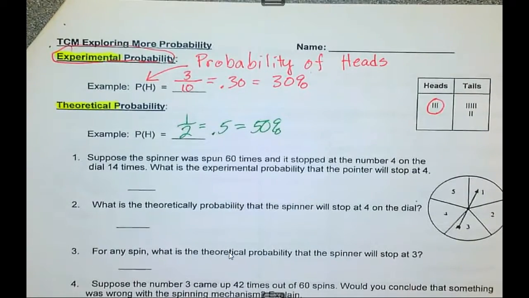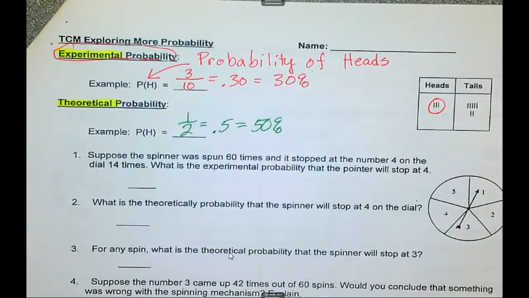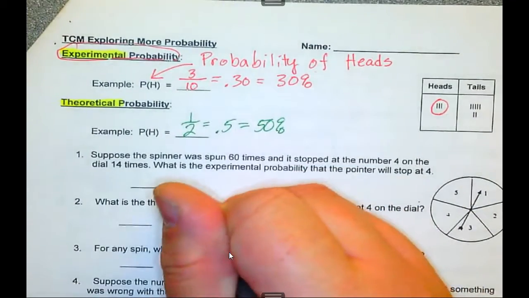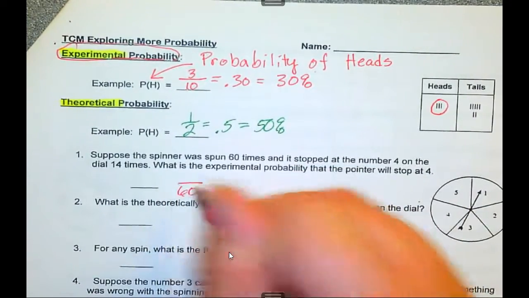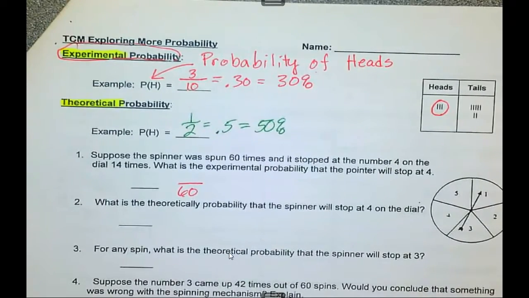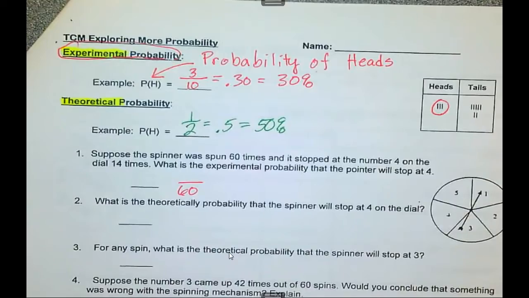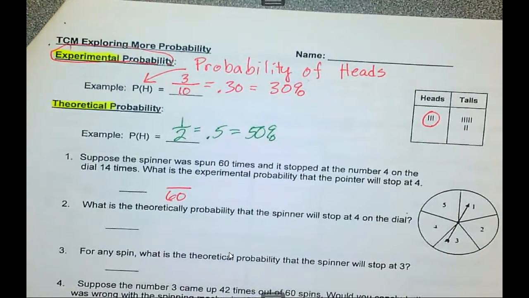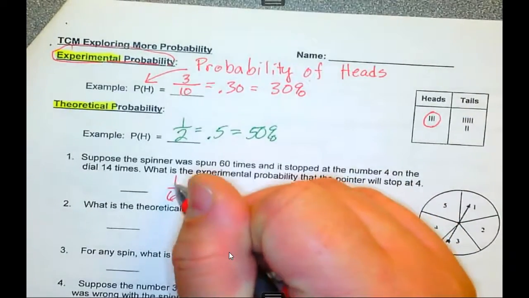Number 1. Suppose the spinner was spun 60 times. Alright, so right off the bat, we know that our denominator is what? 60. And it stopped at the number 4 on the dial 14 times. What is the experimental probability the pointer will stop at 4? Now, that's easy.